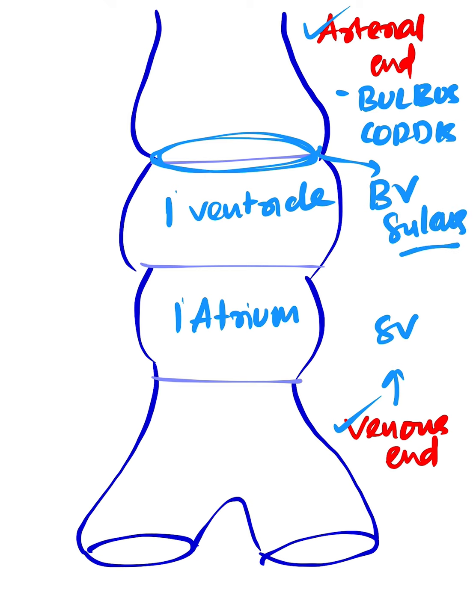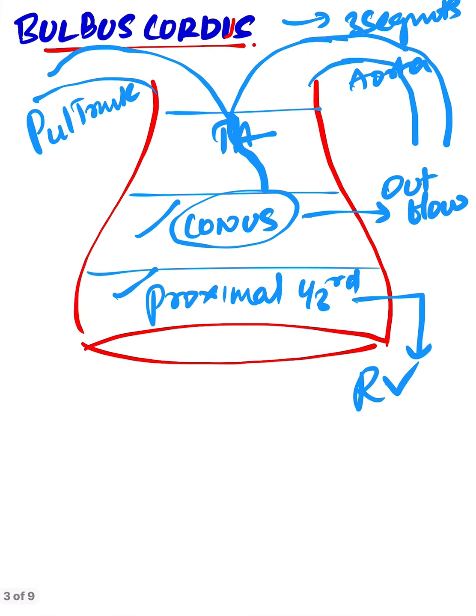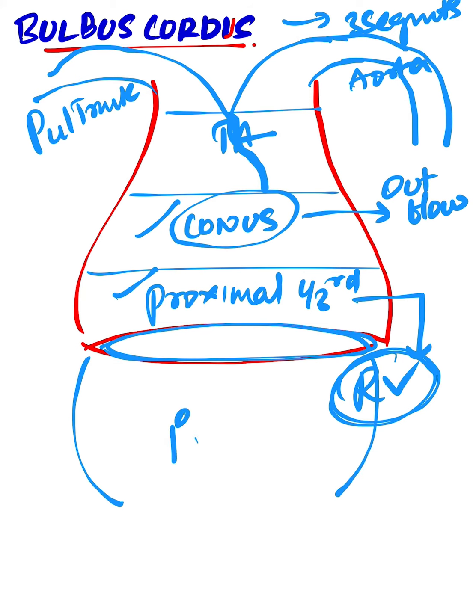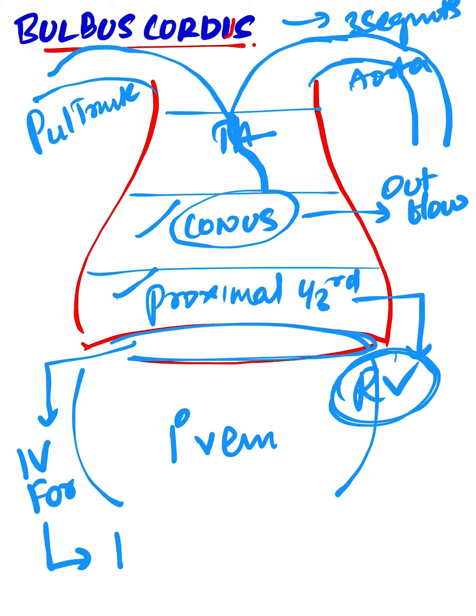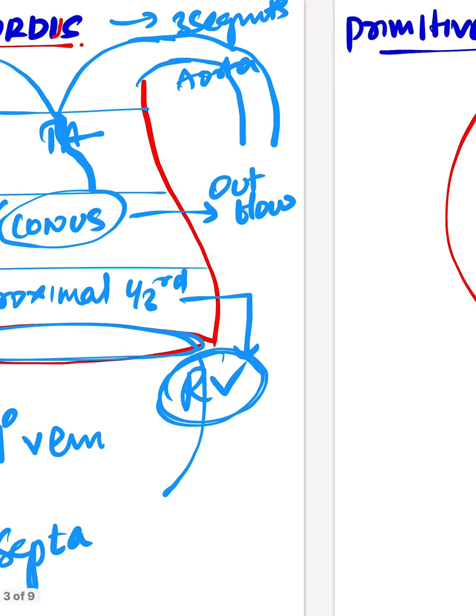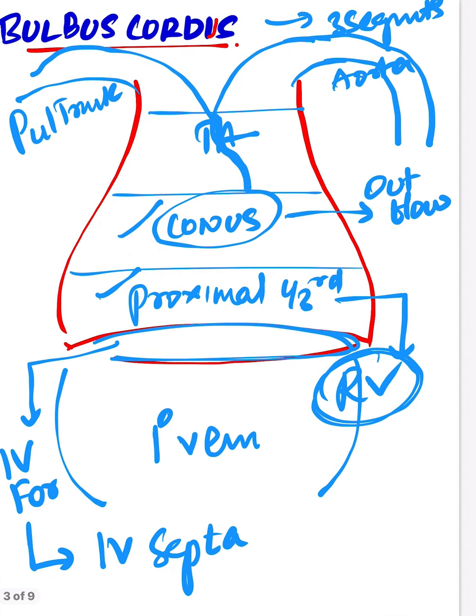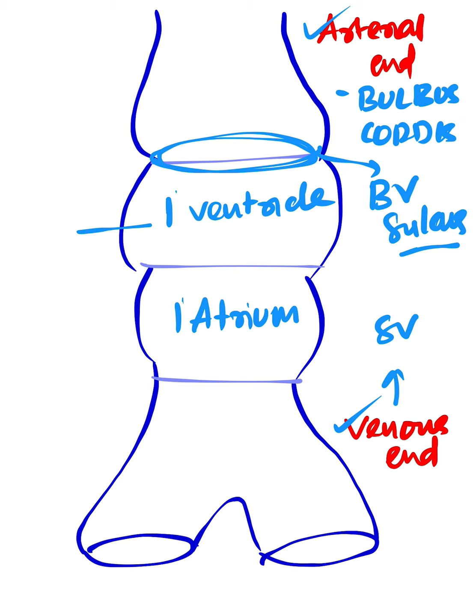Now let us see what happens to this bulboventricular sulcus. That is the fate of the bulboventricular sulcus. This bulboventricular sulcus separates the developing right ventricle from the primitive ventricle. Actually, it is called the interventricular foramen. This foramen later gets filled up to form the interventricular septum. Now, coming to the next part, the primitive ventricle. This primitive ventricle in future develops into the left ventricle alone.